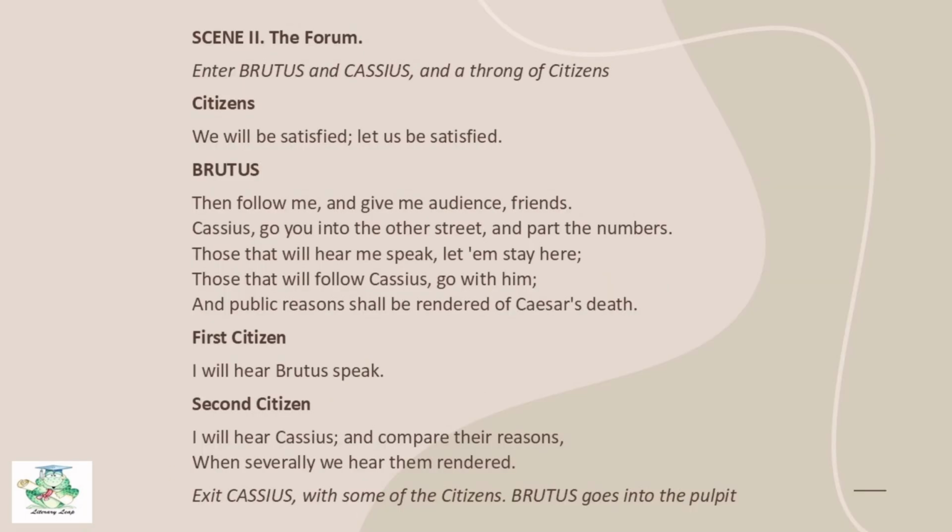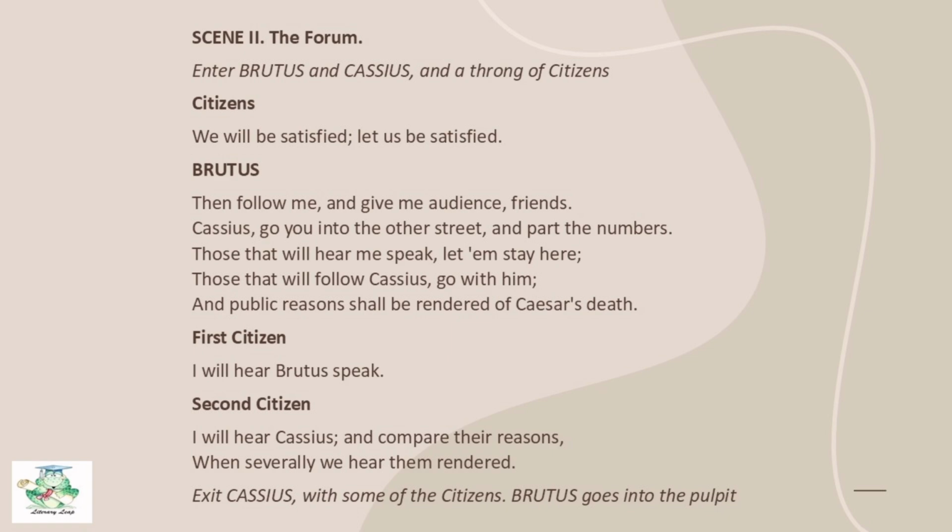After the assassination of Julius Caesar, Brutus and Cassius, who were part of the plot, addressed the people in the forum to justify their actions. Now, the citizens naturally are in a state of confusion, and Brutus wants to speak to them and explain why Caesar was killed. The citizens demand an explanation. They want to hear why Caesar was killed. The repetition of "satisfied" emphasizes their need for clarification.